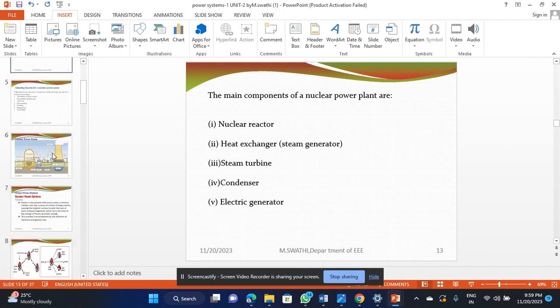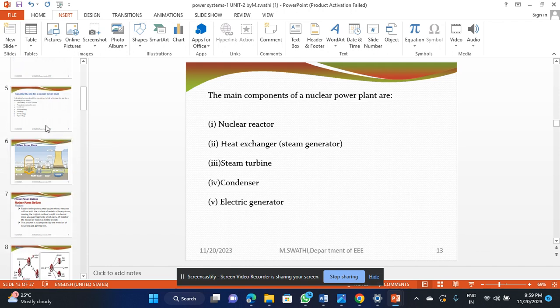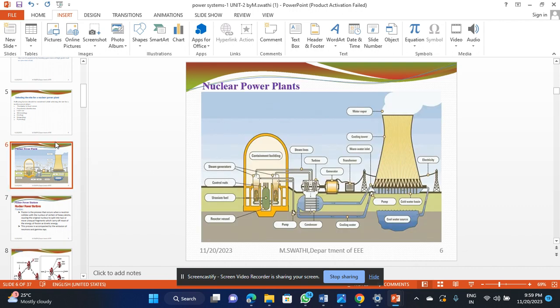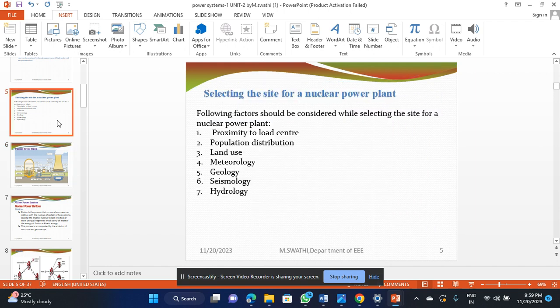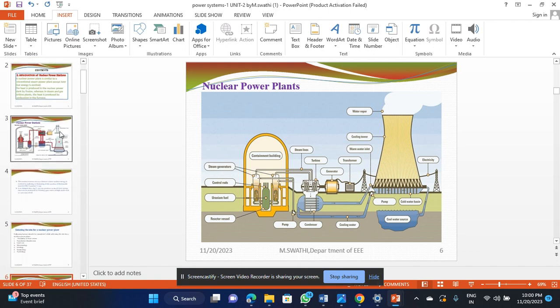Now we are going to discuss what is meant by a nuclear power plant. By using the atomic energy, it is converted into heat energy, and it produces electrical energy by using the heat energy of the steam. The water is converted into steam. So now we will go for the nuclear power plant explanation. The major components in the nuclear power plant, see the main diagram.